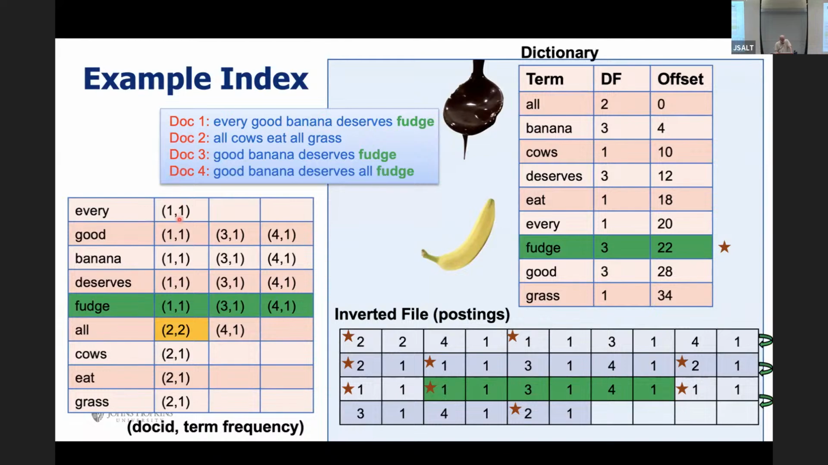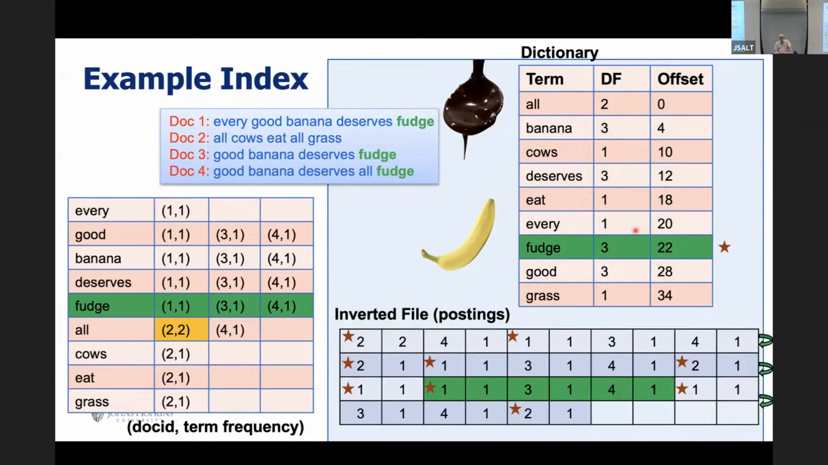So for each word, we say, oh, look, every is in document 1. Good is in document 1. Banana is in document 1. So we record all these. There's one occurrence of each of these words in document 1. And then we go to document 2. All cows eat all grass. So we're basically counting for each term which documents have it and how many times they do. And we use that to build this inverted index, which has 2 pieces.